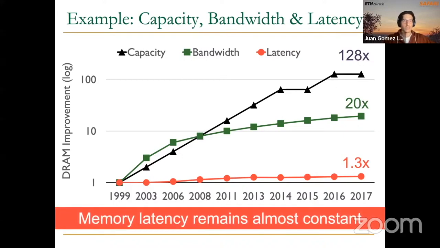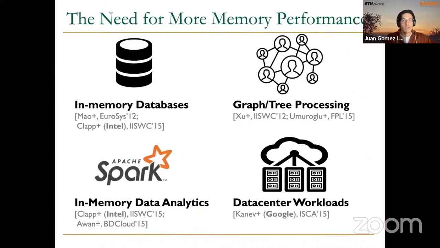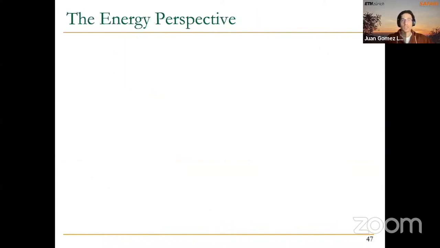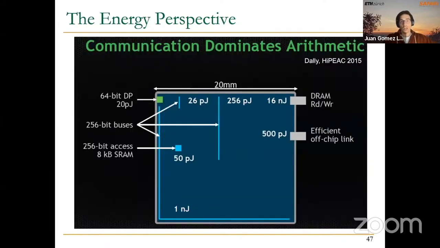So memory latency in the last 20 years or more has been reduced by a very small amount. And this affects many important workloads, for example, in-memory databases, graph and tree processing, in-memory data analytics, or data center workloads. Long memory latency entails a performance bottleneck. So memory, or the access to data, affects the performance, and it also affects the energy consumption.